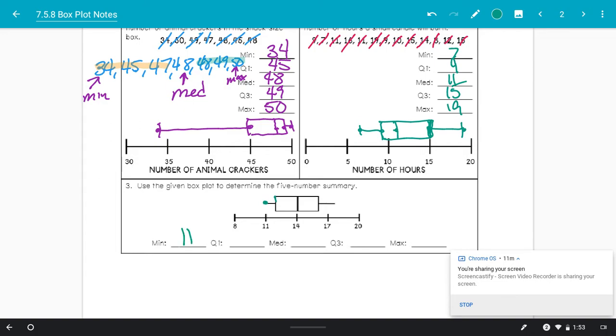Our Q1 is the left side of that box. And so I'm going to look here. This is about 12. Our median is the middle of the box, which is 14. Our Q3 is the right side of the box, which is a little bit below 17, so that's 16. And then our maximum is the rightmost point, and so that is a little bit above 17. That's going to be 18.